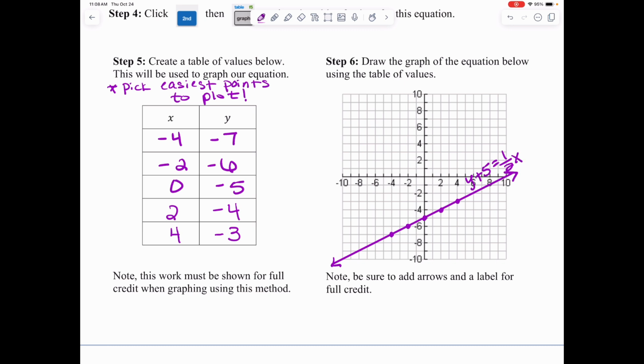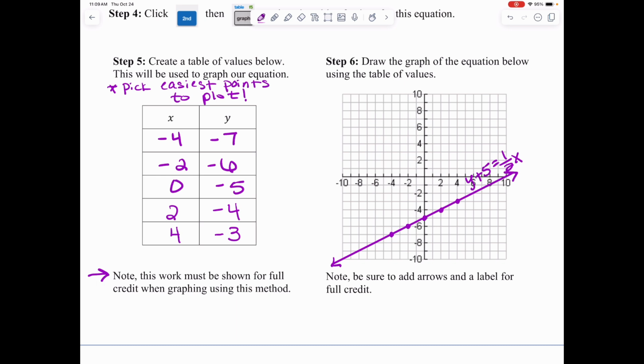And let's just take a look. So we created a table of values. I want to point out down here that it says, note, this work must be shown for full credit when graphing using this method. So we did it by hand in the previous lesson, and you know for work you must write down m equals and b equals, the slope and y-intercept. If you're going to use the graphing calculator instead, then you have to show me a table of values as your work for the graph.